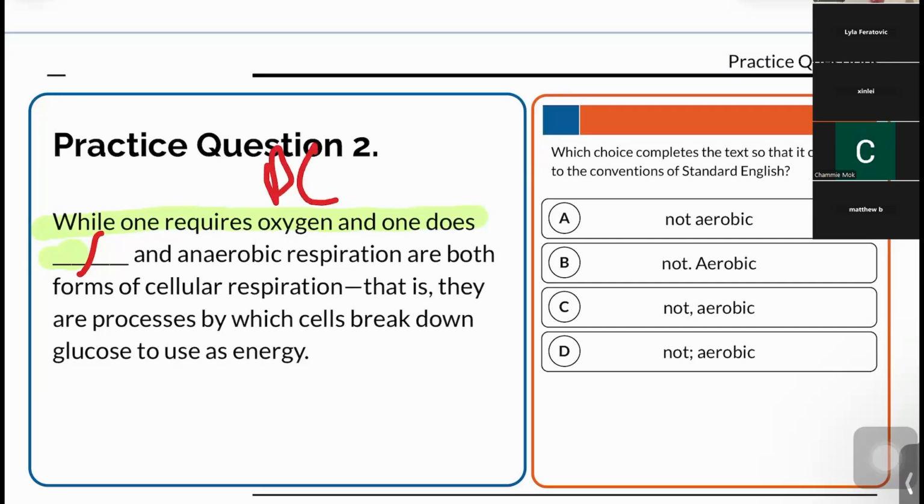So if we fill in aerobic into the rest of that blank, aerobic and anaerobic respiration are both forms of cellular respiration, and then we have the rest of that clause. That sound like an independent clause to us? That's everything after the blank, including the word aerobic. We'd have to fill in aerobic into the blank as well.